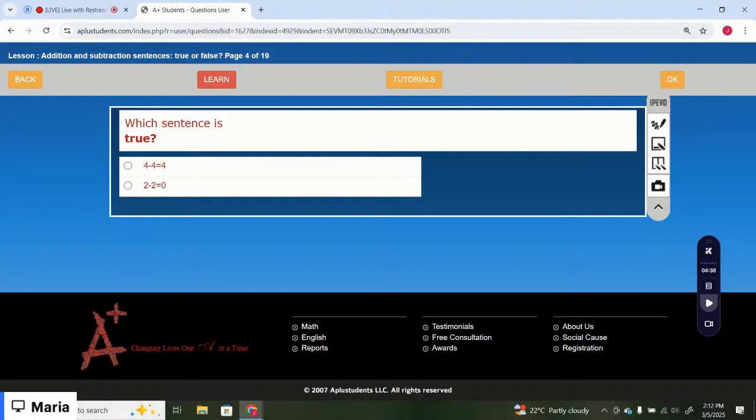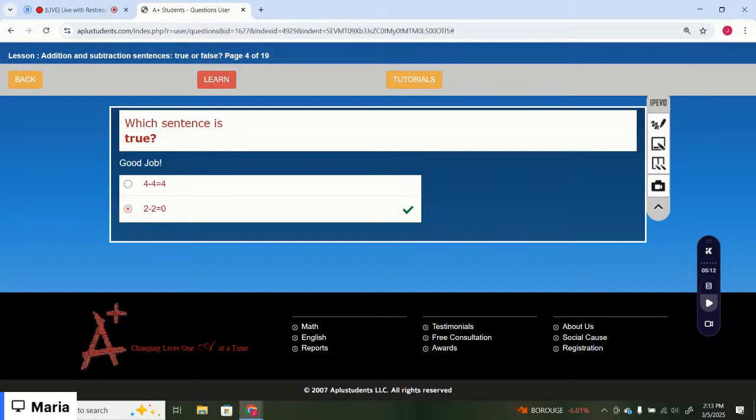Which sentence is true? That is 4 take away 4 equals 4, and 2 take away 2 equals 0. So which is the correct option? The correct option is option number 2. That is 2 take away 2 equals 0. Option number 2 is the correct option.